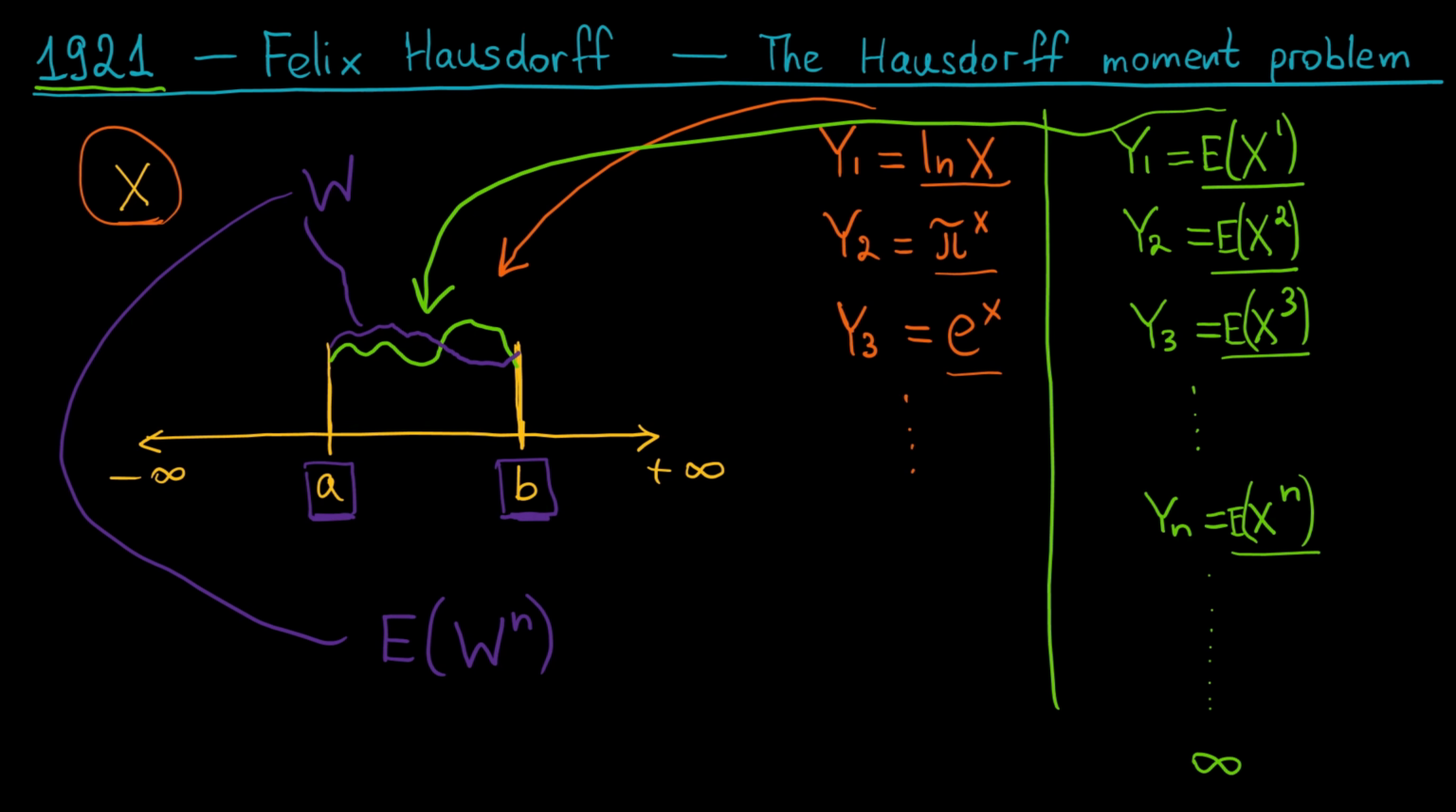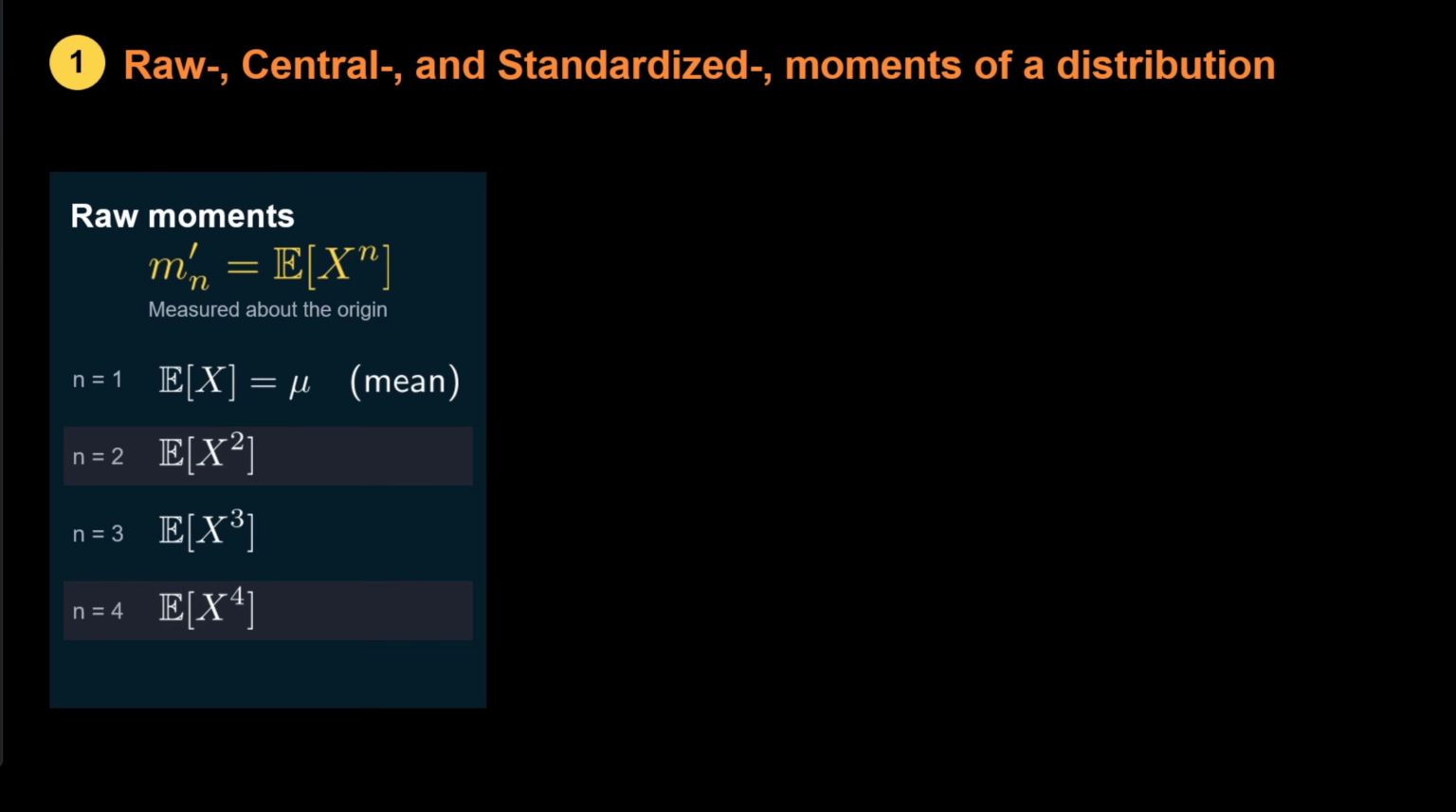But we've mentioned the raw moments once more, so it's time to clarify the distinction between raw moments, central moments, and standardized central moments. The raw moments of the distribution of a random variable x are simply the expected values of x raised to different powers. So for example, the expected value of x raised to the first power is the first raw moment, and that one has a special name. It's what we call the mean. The expected value of x raised to the second power is the second raw moment of this distribution. The expected value of x raised to the third power is the third raw moment, and so on and so forth.